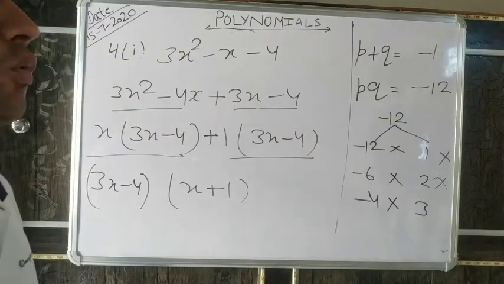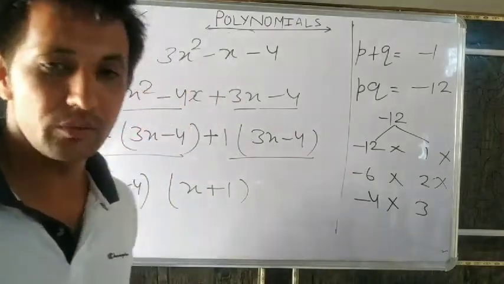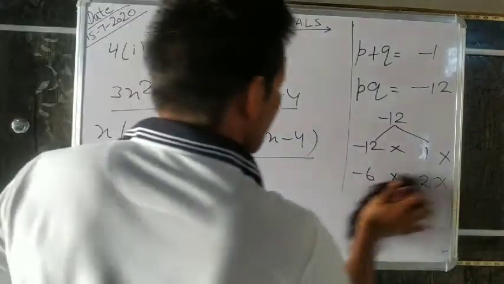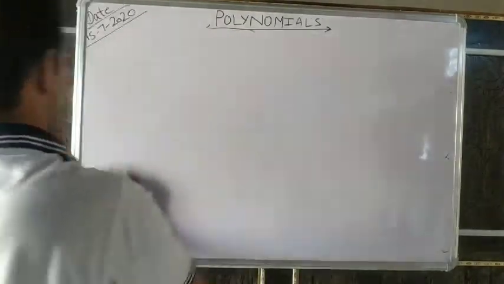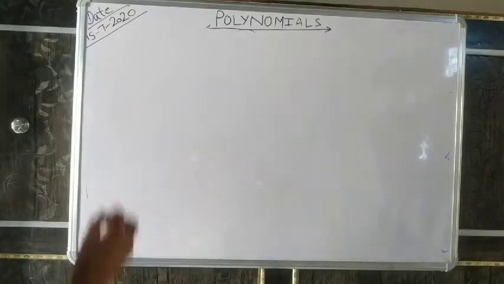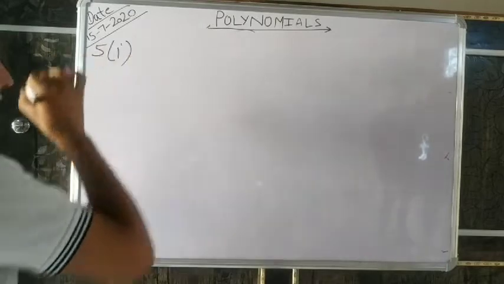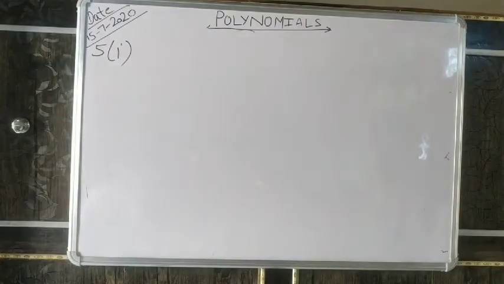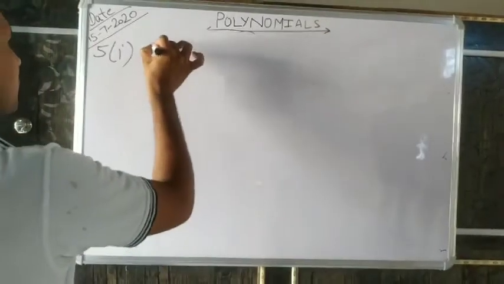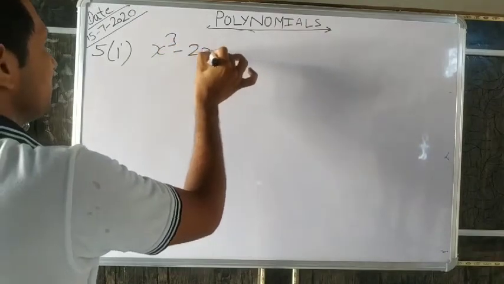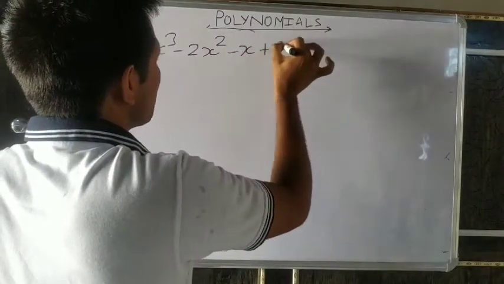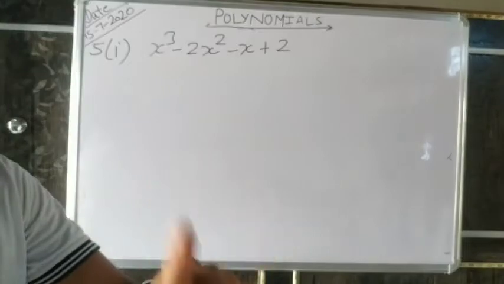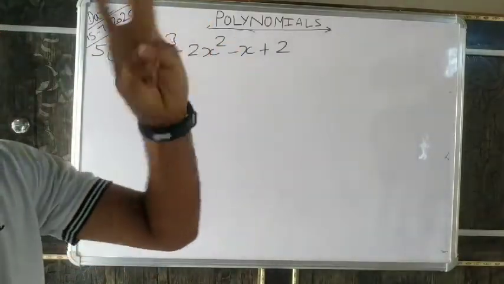Now we will learn how to factorize a cubic polynomial. What is a cubic polynomial? Question number 5, first part. Read everyone: x cube minus 2x square minus x plus 2. Factorize. Let's go. In a quadratic polynomial, how many factors? 2. In a cubic polynomial, there are 3 factors.